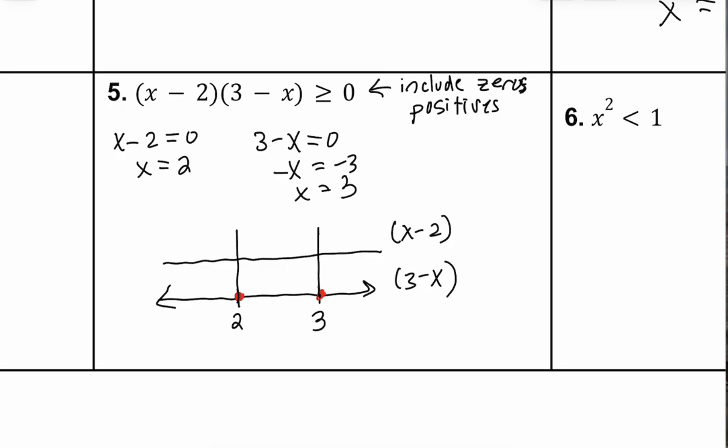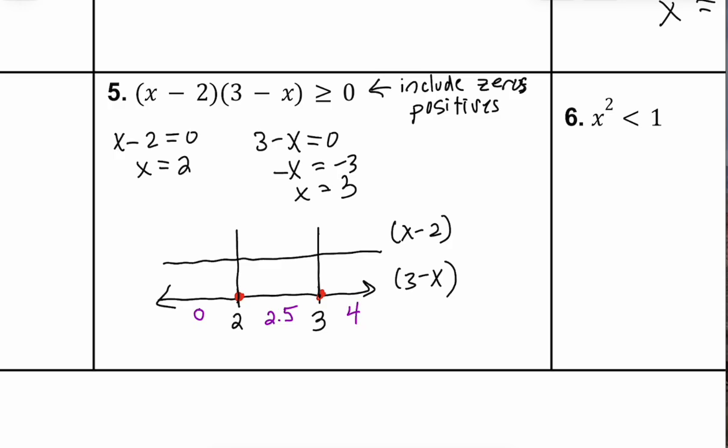We're going to test values in a region so that we can determine, do we get positives or negatives? So you just need something to the left of 2. So if 0 is there, that's a nice number. Something between 2 and 3, so 2.5, you know, there's millions of choices. This is what comes to my head when I first see it. And then something after 3, why not 4?